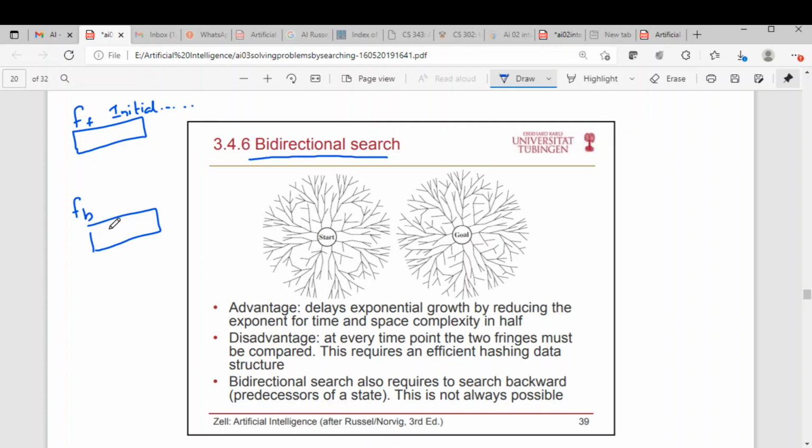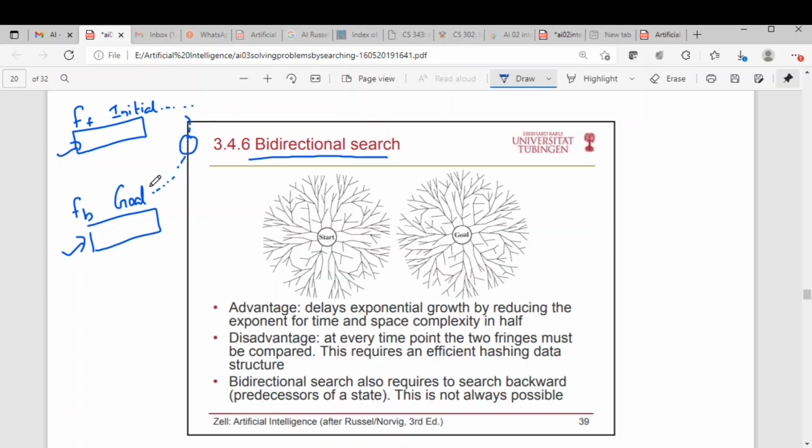Whereas with frontier B, we will start from the goal state, search in the backward direction and try to reach the initial state. So what is expected is that the algorithm will meet at one point. That is, there are two searches happening in parallel. One is in the forward direction, the other one is in the backward direction. So these two will meet at one point. Once they meet, you already have the solution.